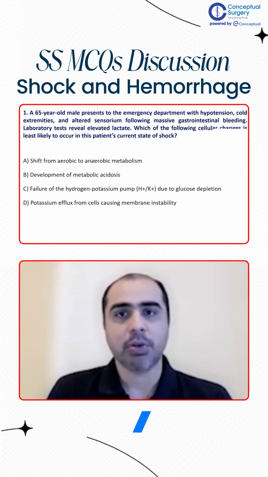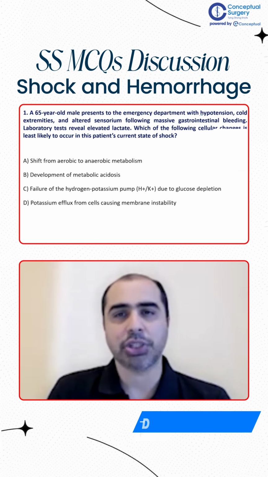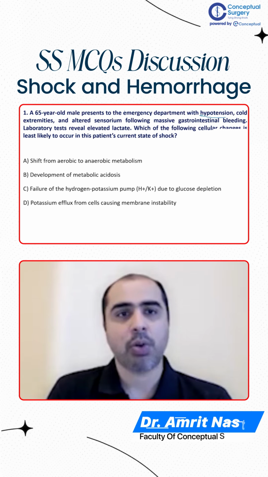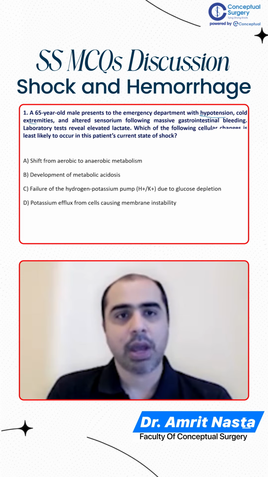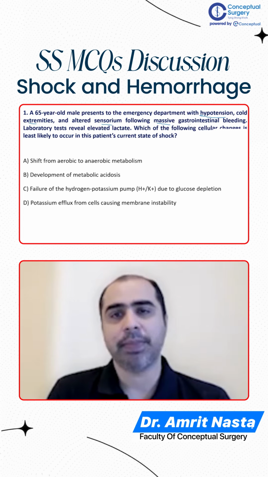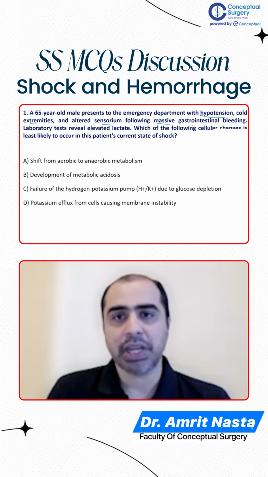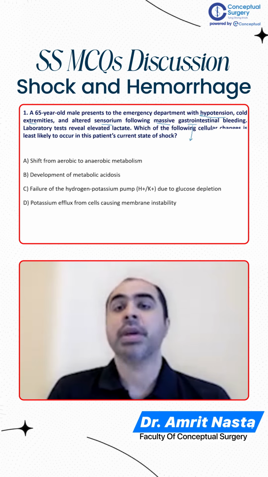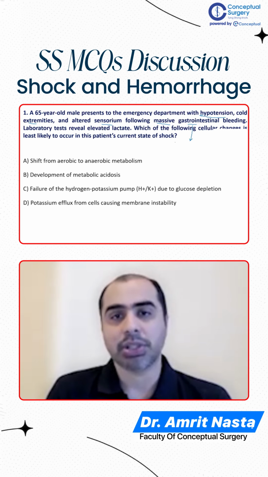So there is a patient who presents with hypotension, cold extremities, altered sensorium, following massive GI bleed. Okay, so whenever there is a GI bleed or a hemorrhage of any kind, and the person is having hypotension, that means he is having hypovolemia or hypovolemic shock.